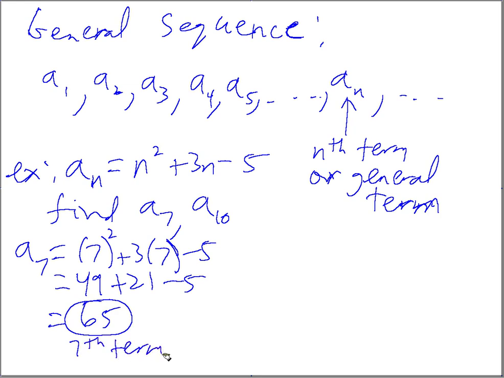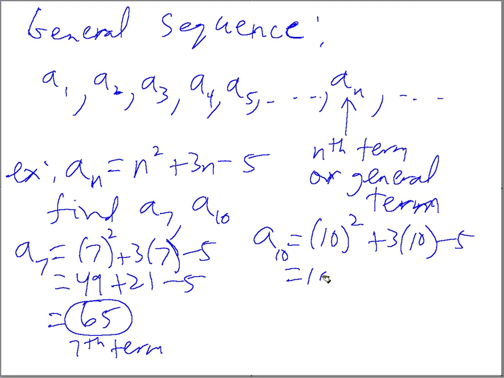If I were to write out the numbers, this is the 7th number in this sequence. And what's the 10th number? Well, plug it in, right? So 10 squared plus 3 times 10 minus 5. So 100 plus 30 minus 5, or what? 125 is the 10th number in the list. Okay? So if you're given the nth term, it's not hard to find any term. You simply plug numbers in for n, as you can see, right? Let's go and try another one.